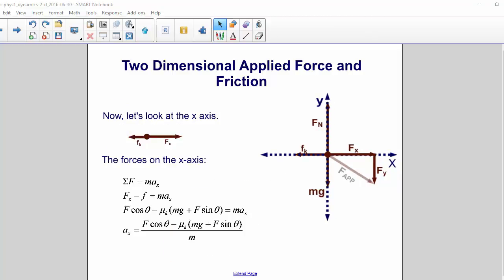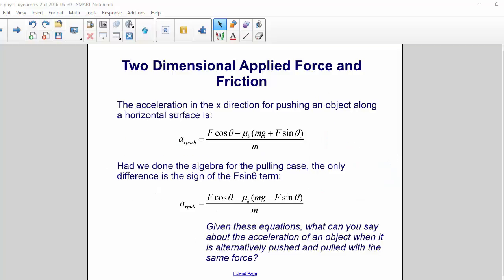So now let's look at the x-axis. We have the force applied in the x direction minus the force of friction equals ma. So the force applied in the x direction is F cosine theta, and the force of friction is greater than it would be normally. So the acceleration is equal to F cosine theta minus mu_k times the quantity (mg plus F sine theta), all divided by m.